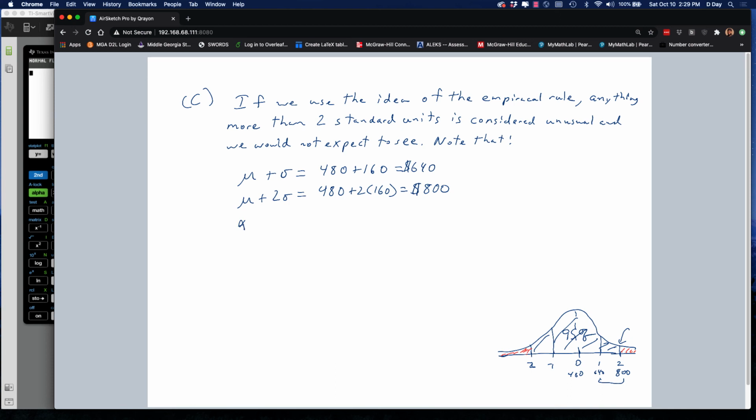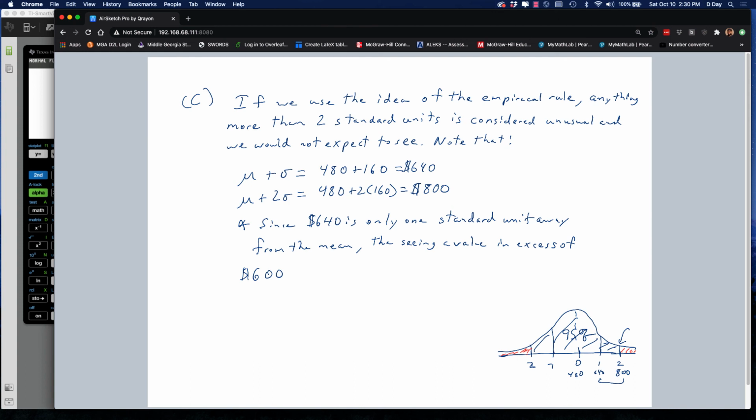So I guess a good answer to this is, since 640 is only 1 standard deviation, or 1 standard unit, away from the mean, then say since $640 is only 1 standard deviation unit away from the mean, then seeing a value in excess of 600 is not unusual. And that'd probably be a good answer to something like that, or some kind of wording such as that.